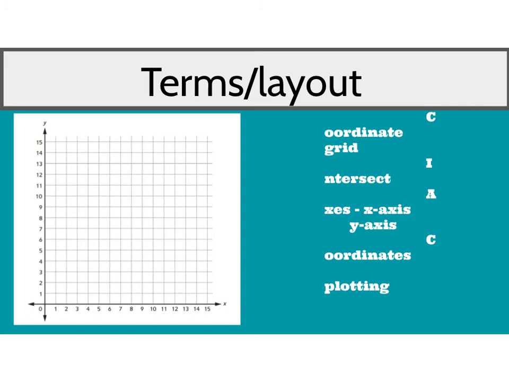Here on this screen, we have a diagram, or what's called a coordinate grid. As you can see, it has numbers on one side and the bottom, and we have little tiny squares all inside. We've got a line here that goes on in both directions, and we have a line here that goes on in both directions. Those lines intersect at one point, which is 0.